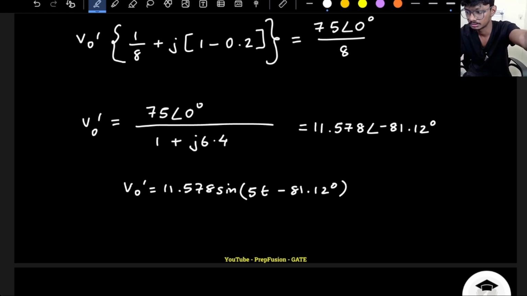Okay, let me just bring this a bit down. Yeah, voltage due to the 75 volt voltage source. Just hold on, now it is fine.